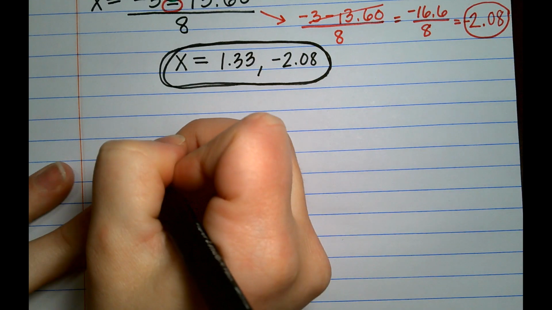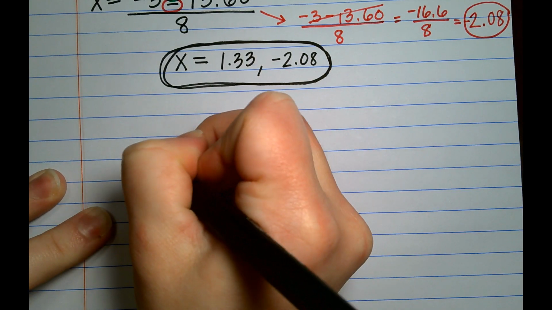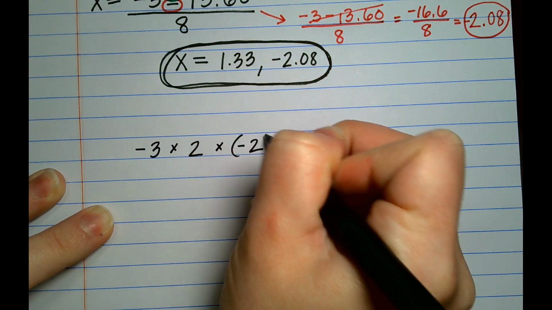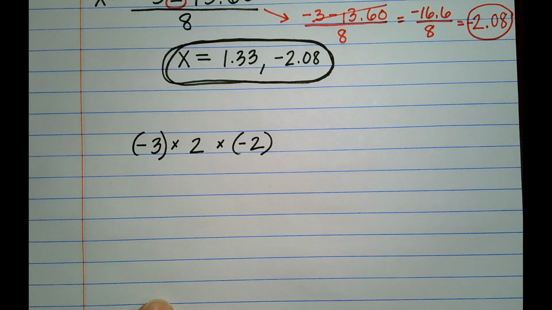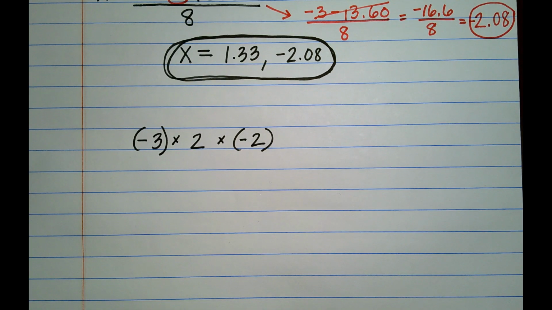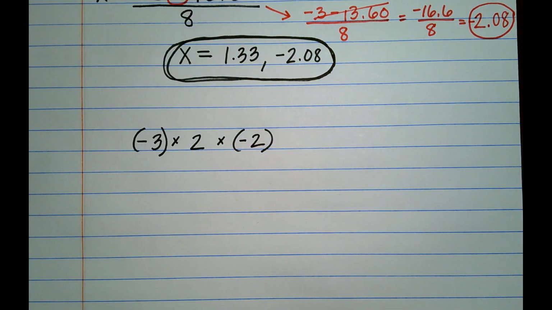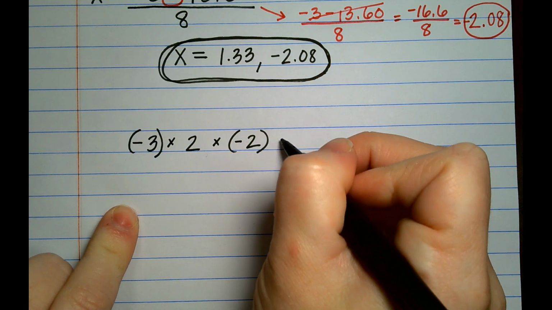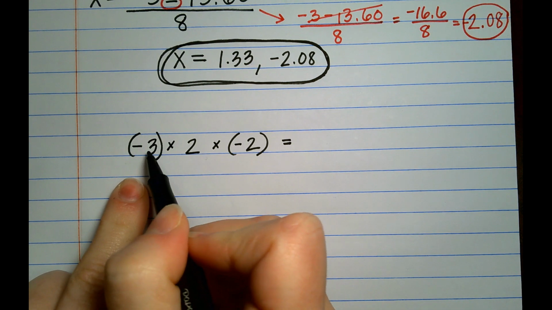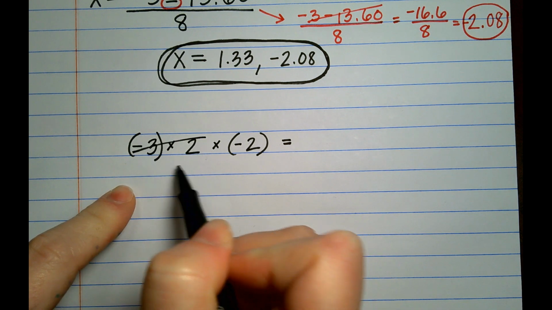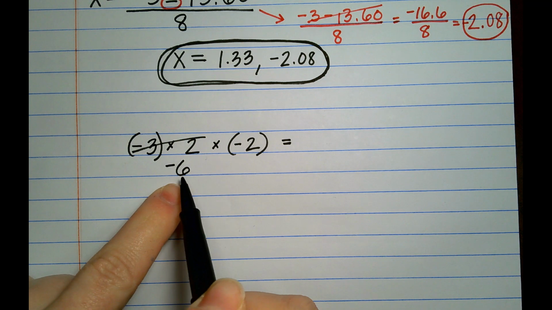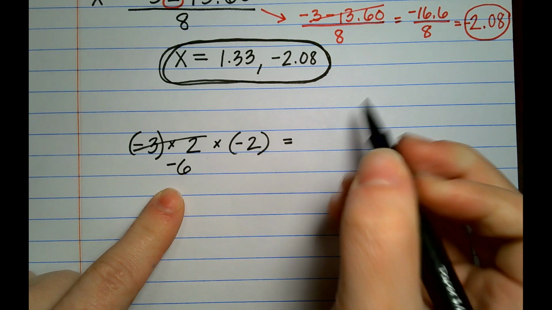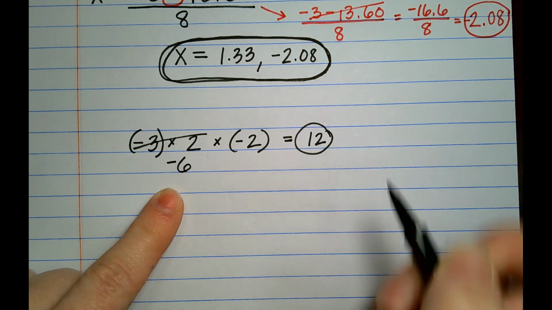So watch this. If I do negative 3 times 2 times negative 2, here I'll put the negatives in parentheses. How many negative numbers am I multiplying here? There's just 2. Because there are 2, an even number, these 2 will cancel each other out and we'll get a positive answer. Negative 3 times 2 is negative 6, and now I have a negative times a negative, which gives me a positive. Negative 6 times negative 2 is positive 12.